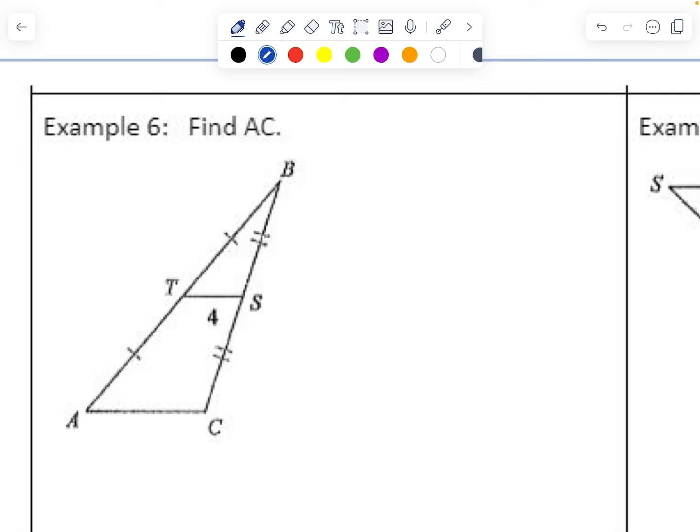Example 6, using what we just talked about, we see again, we're looking for AC, and AC is parallel to TS. TS is special because the left side of the triangle, we can see that T is in the middle. On the right side of the triangle, we can see that S is in the middle. So that means this piece is called the mid-segment.